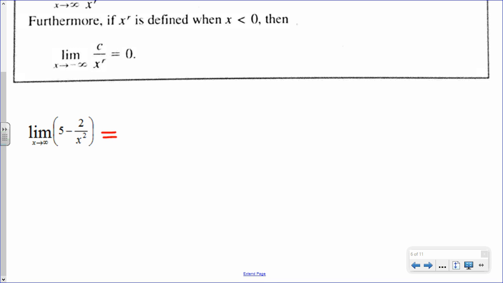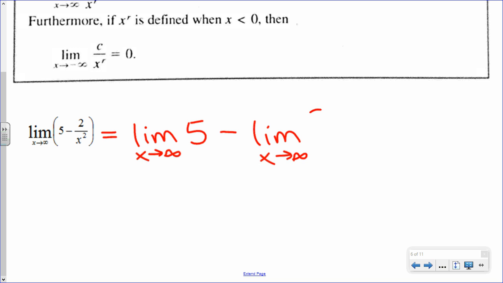Now, you can separate these out in your head, or you can separate them out on paper, all right? You should think of this as the limit as x approaches infinity of 5 minus the limit as x approaches infinity of 2 over x squared. Some of you are going to think about that in your head. Some of you are going to actually write it down. It does not bother me if you do not write this down, okay? But the limit of any constant will always be that constant.